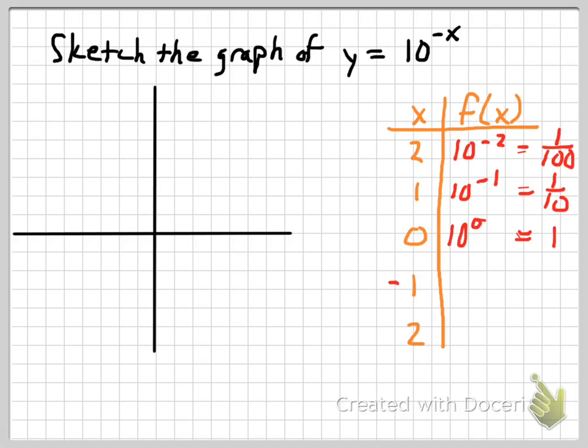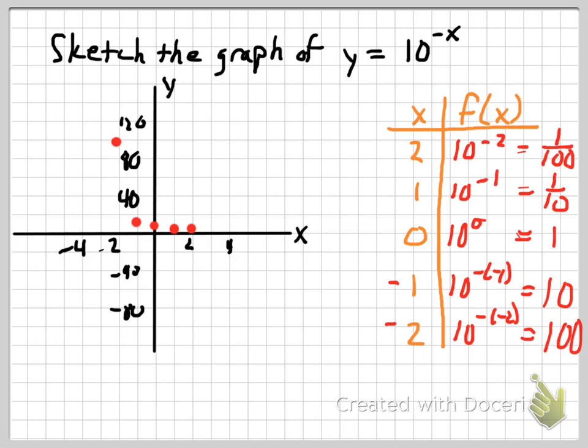Alright, these are both supposed to be negatives down here. If I plug in the opposite of the negative first power, that's of course just going to be 10 to the first power, or 10. And then 10 to the opposite of the negative second power is going to be 10 to the second power, or 100. Alright, so all we need to do is plot those points, and we'll have our exponential graph.